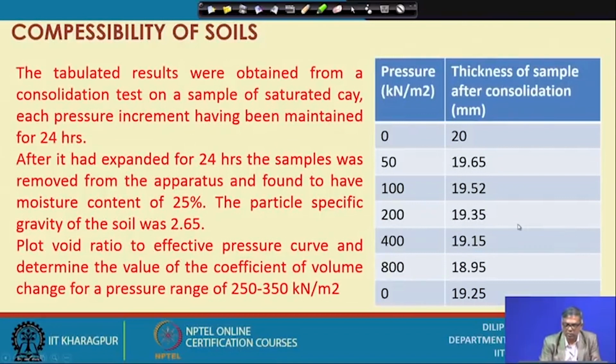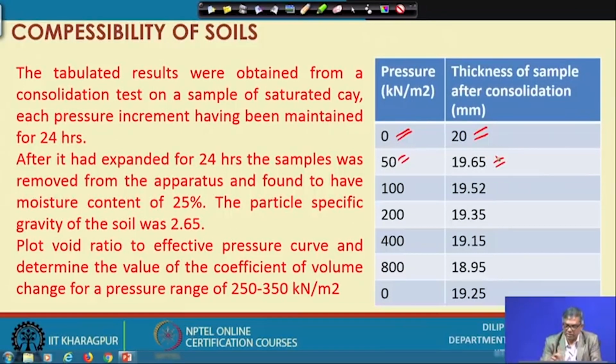Now, I can show the application of volume compressibility through this example. You can see the tabulated results obtained from a consolidation test. At 0 pressure, the thickness of the sample was 20 millimeter, and when you apply 50 kPa pressure, the original thickness of 20 millimeter becomes 19.65 millimeter.